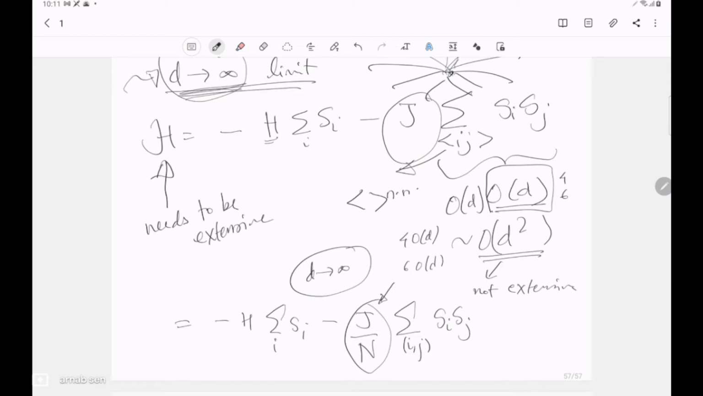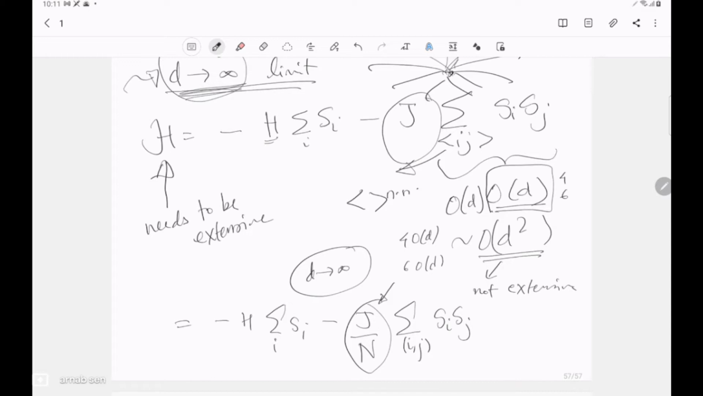I mean, somebody should say something. Not clear, sir. Sorry, what? Not clear, sir. What is not clear? Sir, why in this case order D and... No, because the number of neighbors is also scaling as order D, right? Why is it then extensive in finite dimension?